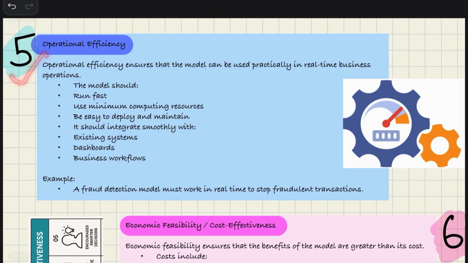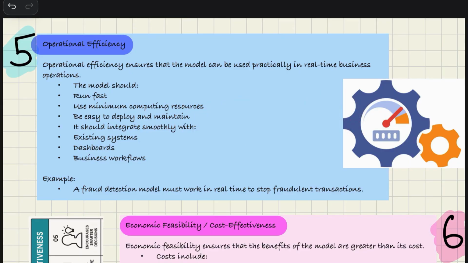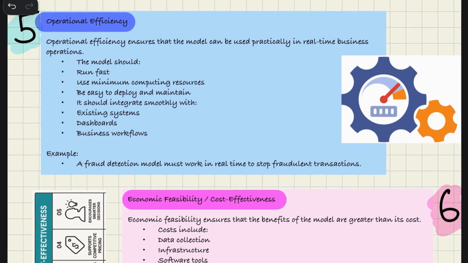Next requirement is that our model should be operationally efficient. It must run quickly, consume minimal time and resources, and deploy easily. For example, a real-time credit card fraud detection model must process the transaction in milliseconds to block the fraud instantly, so that there cannot be any fraud happening. This is how you need to ensure that there is operational efficiency.